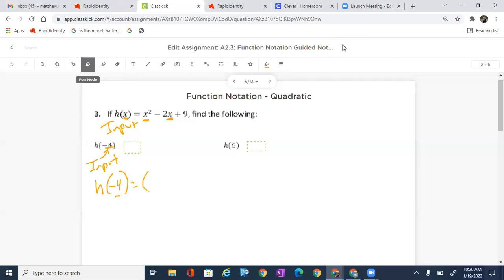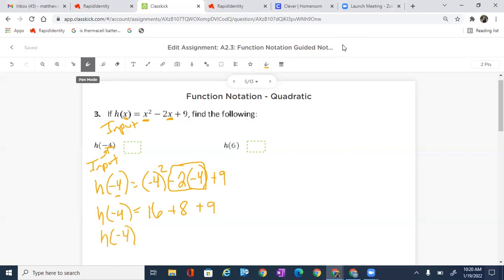So I'm going to put parentheses -4 squared minus 2 times -4 plus 9. And from here, we're just going to go ahead and simplify this down. So I'm going to say h of -4 equals, well, I know -4 squared is -4 times -4, which is positive 16. -2 times -4 is positive 8 plus 9. And then I'm just going to go ahead and simplify it all down.